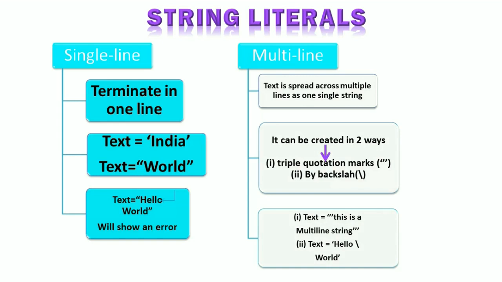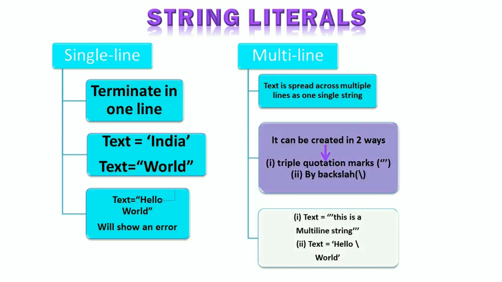For this, Python provides multi-line strings. In a multi-line string, text is spread across multiple lines as one single string. It can be created in two ways: triple quotation marks and backslash. As an example, we can see here text equals 'this is a multi-line string' enclosed in triple quotes, which will be allowed, and also text equals hello then backslash, and the world is written on the next line, that will also be allowed.